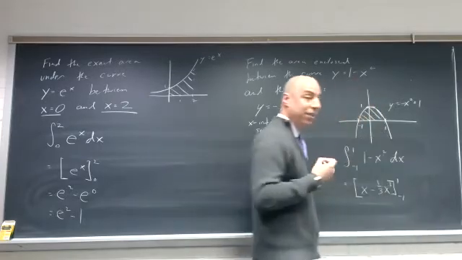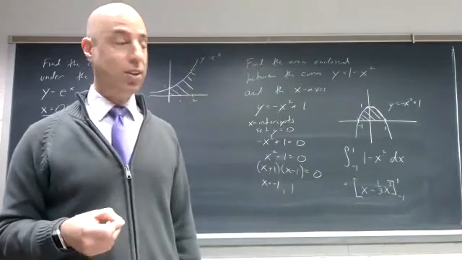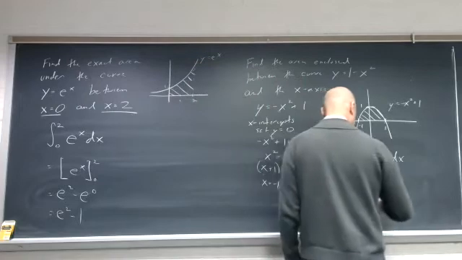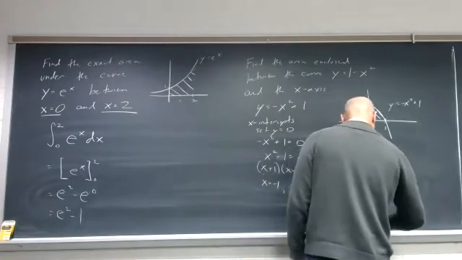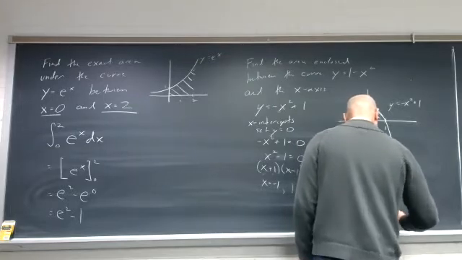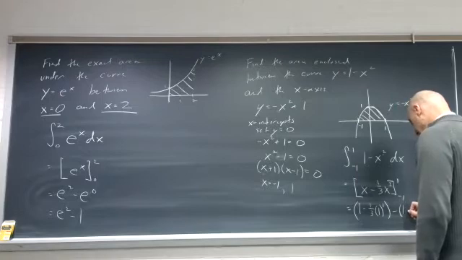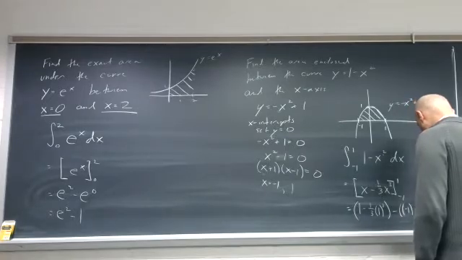Remember you're going antiderivative here, not derivative. We're going backwards. So this is equal to, if I plug the 1 in, I end up with 1 minus 1/3 times 1 cubed. If I plug the negative 1 in, I end up with negative 1 minus 1/3 times negative 1 cubed.